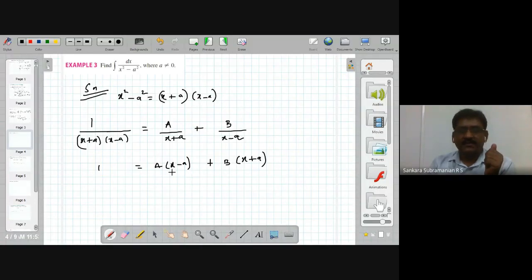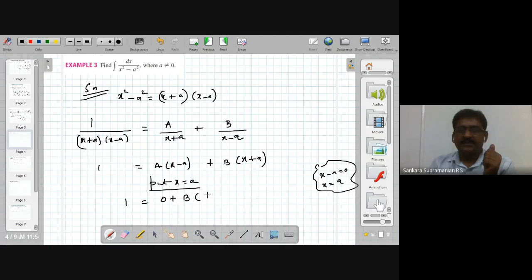Now the idea is to make x minus a to be 0. This can be done by replacing x with a. So put x is equal to a. You will be getting 1 equal to 0 plus B into a plus a, which is 2a. So you can easily find the constant B as 1 by 2a.